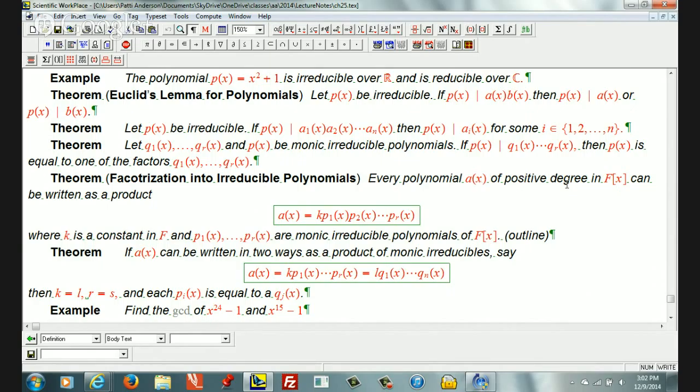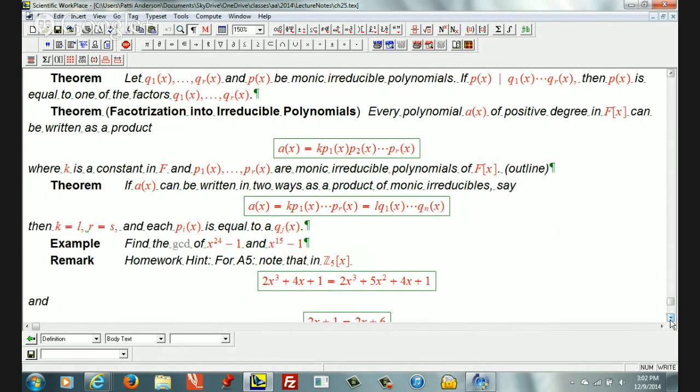Every polynomial of positive degree in F of x can be written as a product k, p1, p2 to pr, where k is a constant and the p1 to pr are monic irreducible polynomials. I was going to prove that, but we're not going to prove it. We're going to look at our example.